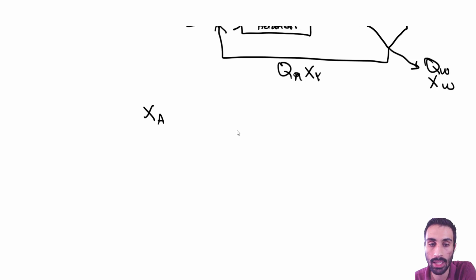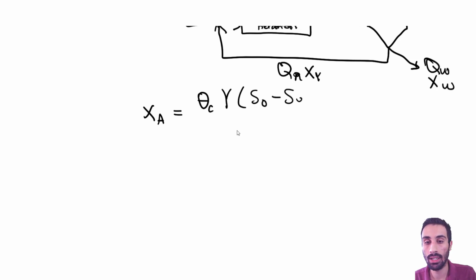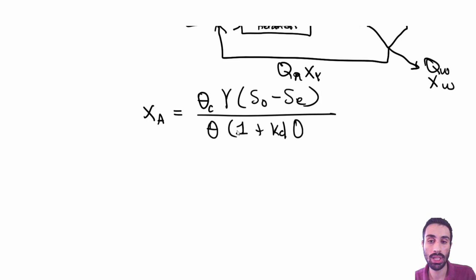So it's going to be XA equals theta sub C, the solids retention time, times your Y value, times S naught minus SE, divided by your theta, and that is going to be 1 plus KD times theta C.